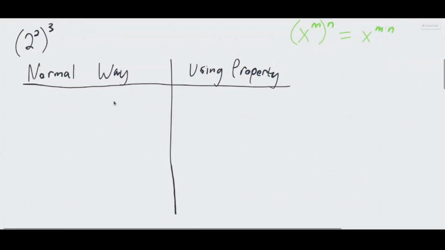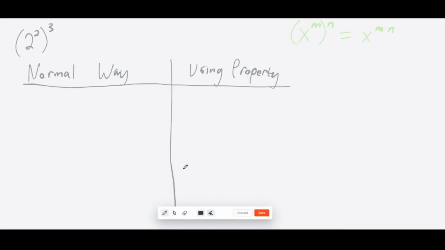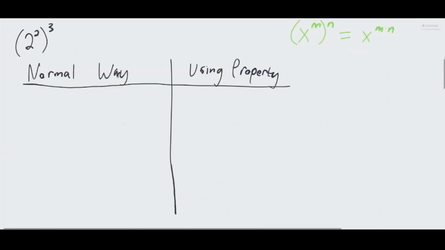So to start off, let's work through an example with actual numbers just to see how it behaves. Now there are two ways to do this. One is the normal way without using the property, and the other is to use the property. So we're going to start by calculating this expression, 2 squared cubed, the way we normally would if we didn't know about this way to simplify it.